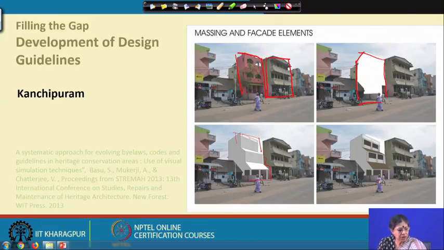So, this is what is required, and it has been tried in Kanchipuram in the regulated zone, which is outside the temple boundary, in the temple vicinity.